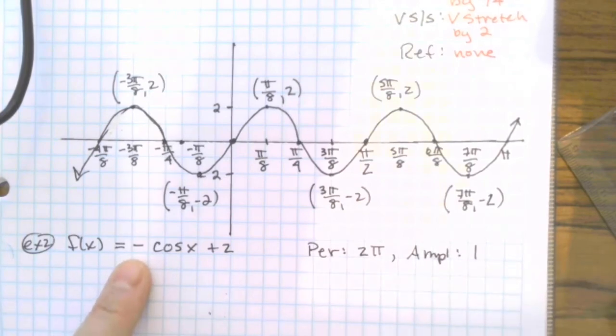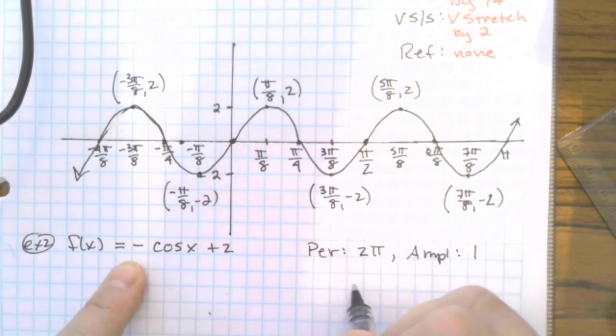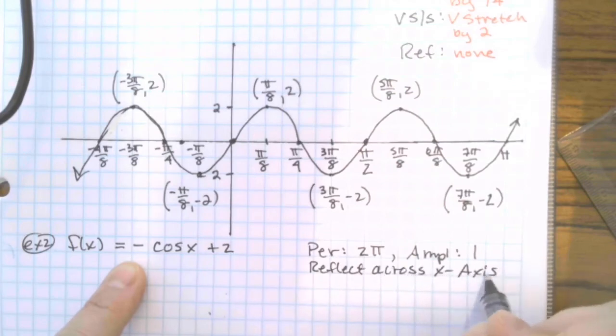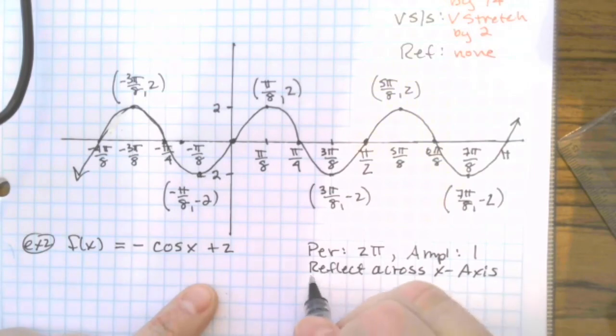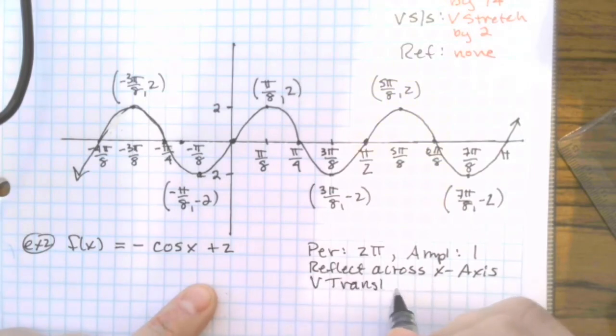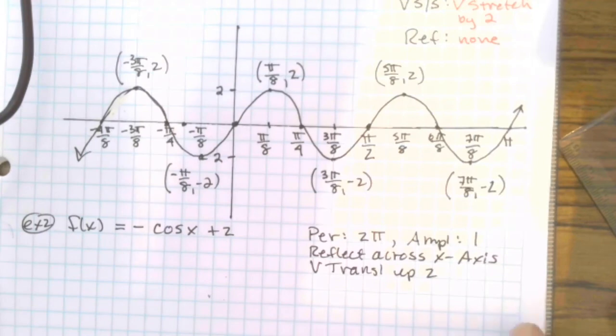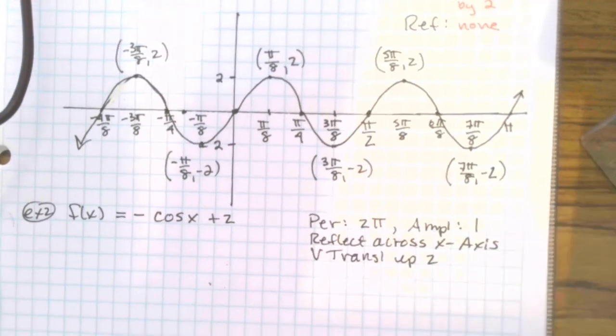What I do have, though, is a negative out front, which means you're going to reflect across the x-axis, and then a plus 2 vertical translation, up 2. And do remember your order of things. It's always the same: shrink, stretch, reflect, translate.